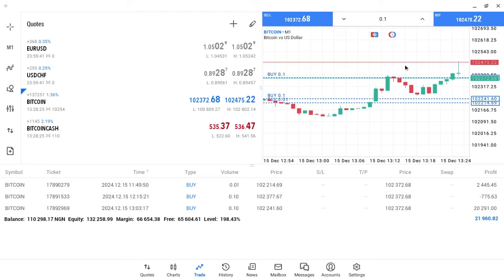So that is why we have stop loss. So I'll be explaining stop loss, buy limit, and others in the next class.